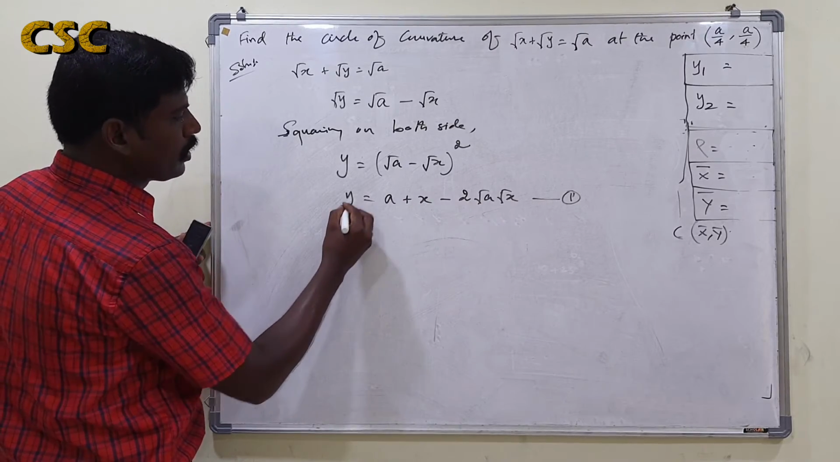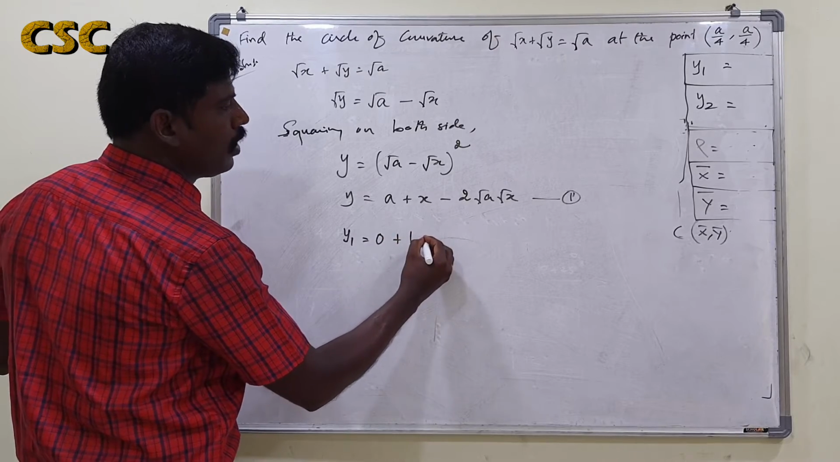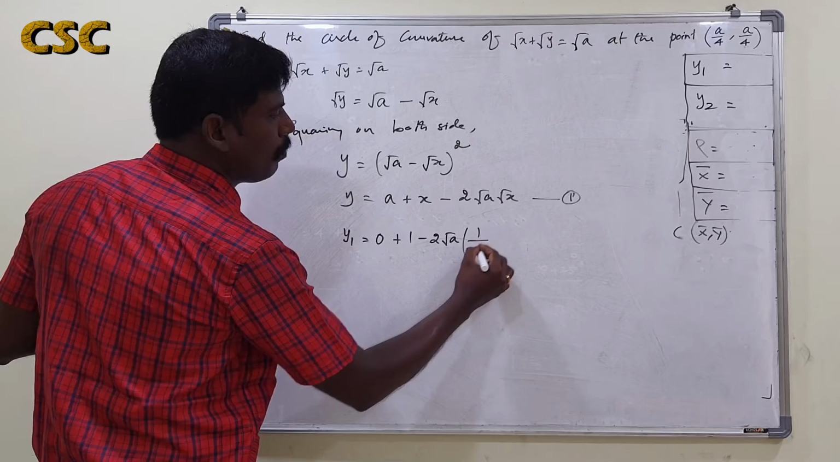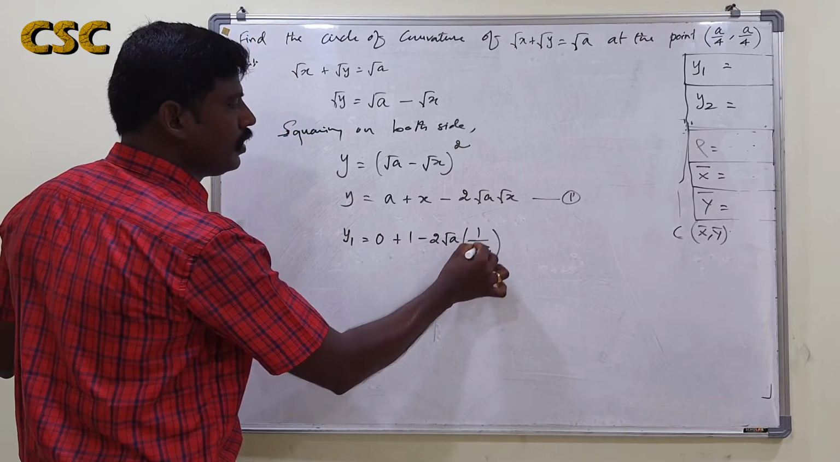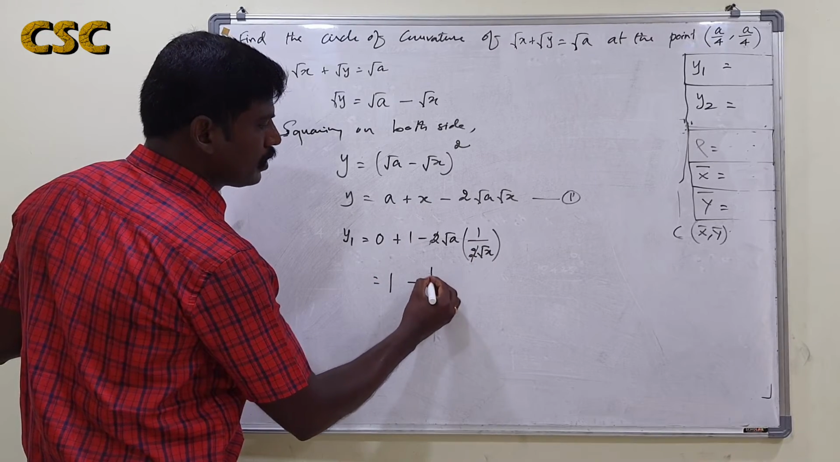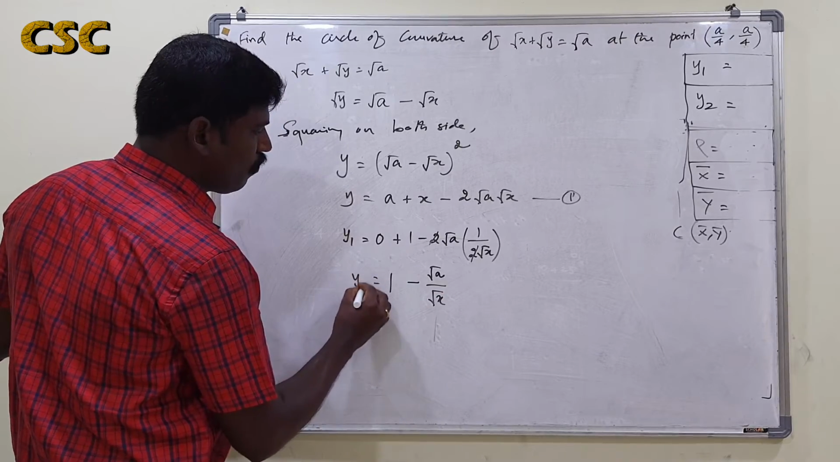Differentiate with respect to x: y becomes y1, equal to a becomes 0, plus x becomes 1, minus 2 into root a into the derivative of root x, which is 1 by 2 root x. We can cancel that root x with root x. So 1 minus root a by root x is the value of y1.